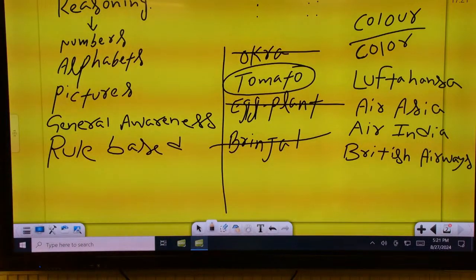I think you two visit GTB Nagar, right? I don't know the proper address. I saw you there.